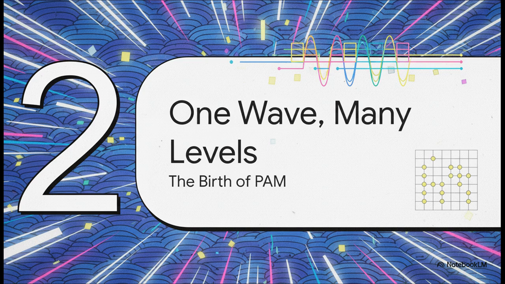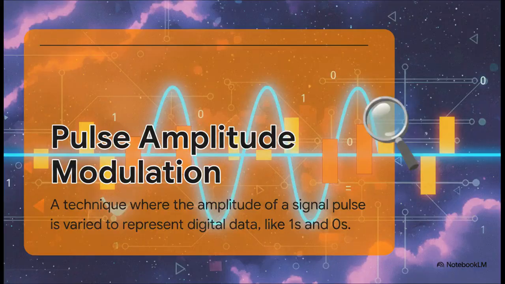Well, the very first solution to this problem was just brilliantly simple. Instead of trying to invent something totally new, engineers decided to just change the height of the wave as it was moving along. And we call this technique Pulse Amplitude Modulation, or PAM for short. The core idea is super straightforward. You just take a series of pulses and you make them different heights, different amplitudes, to represent your digital data. It's pretty much the most direct way you can imagine to embed ones and zeros into a physical wave.